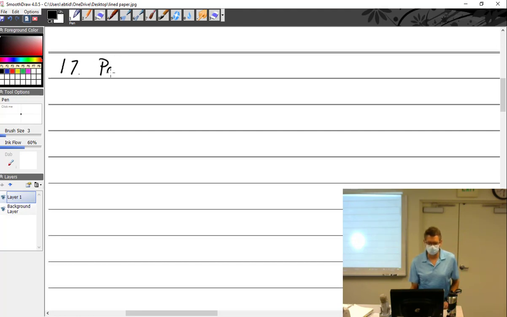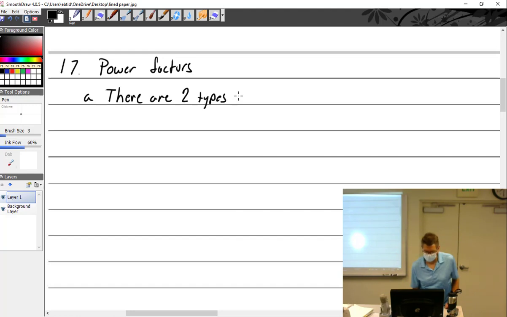Let's jump over to power factors. All right. We have a couple of different types of power used to describe. I wrote two here, but there's really kind of three, but we'll just go with my notes. There are two types of power used to describe work in an AC circuit.